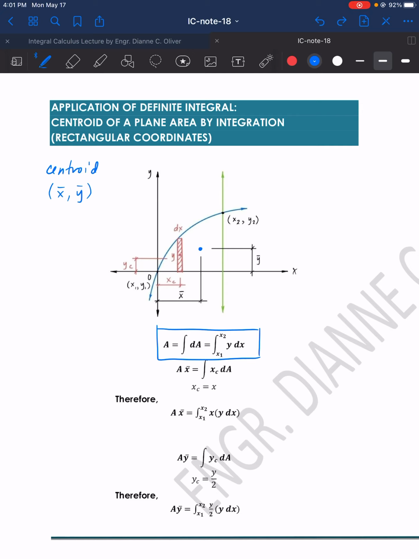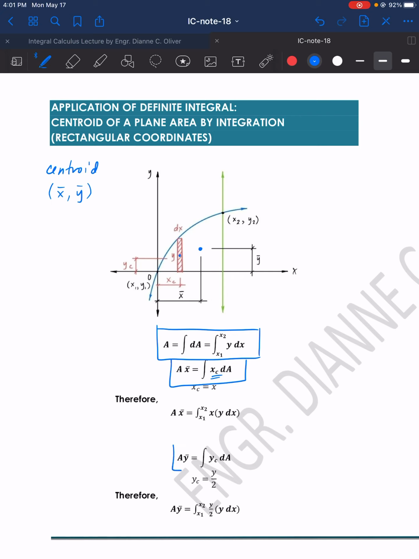Next, for us to find the centroid x bar and y bar, we need these formulas here. The general formulas are: A x bar is equal to the integral of xc dA. xc here is the distance of the center of the area strip from the point of origin along the x-axis.